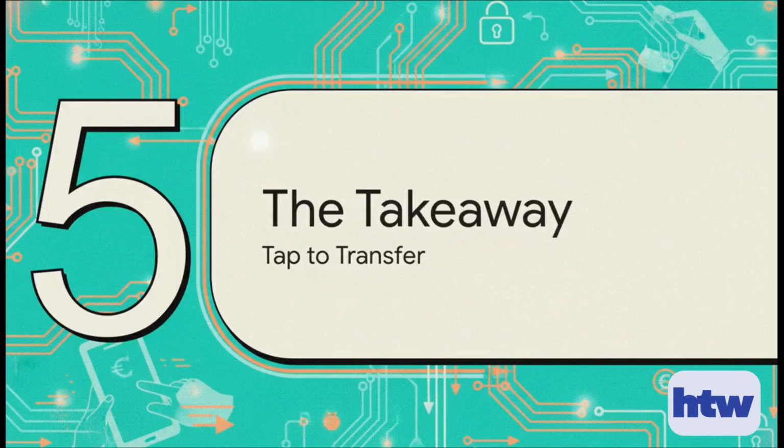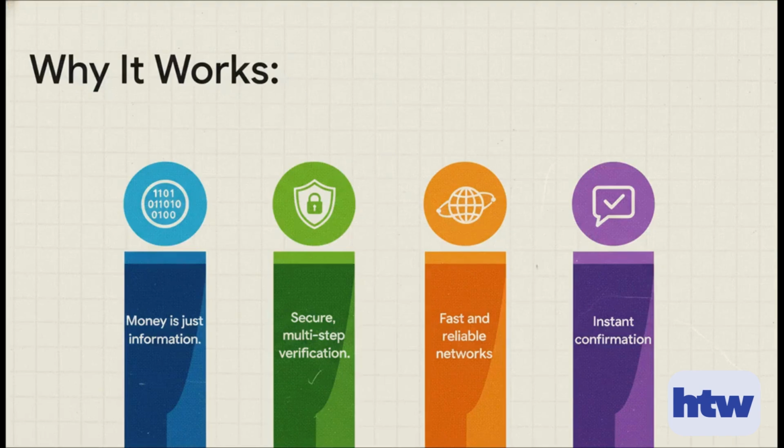So let's just step back and bring it all together. What is it that makes this incredible, high-speed journey from your tap to their account in literally seconds actually work? Well, it really boils down to these four main things. First, that core idea that money is just information. Second, you've got a super secure, multi-step security process that makes sure it's you and that the transaction is valid. Third, these incredibly fast and reliable networks that shoot the data across the world. And finally, that instant confirmation that makes us trust the whole system.